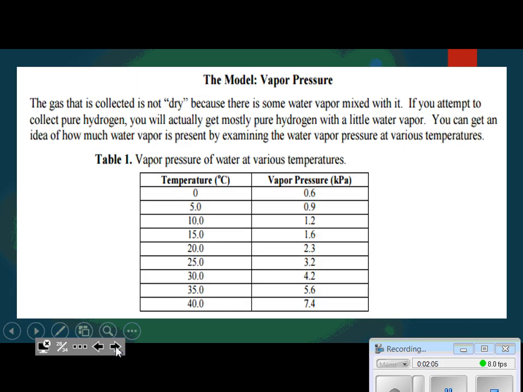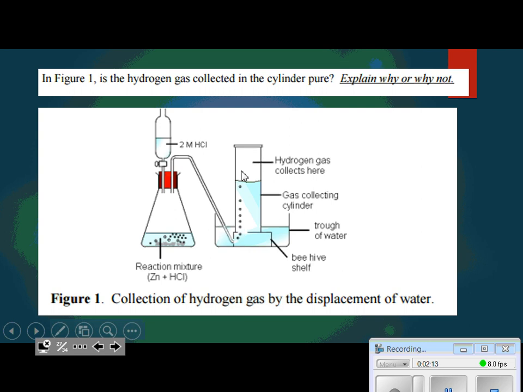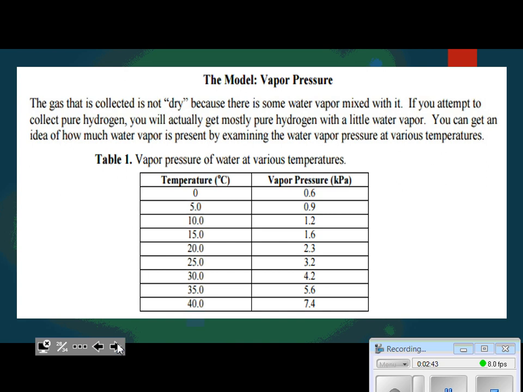So when you're doing that type of gas collection, the gas that you get at the top of the cylinder is primarily the gas that you're producing, but some of it will be water vapor that forms. So some of this water will have enough kinetic energy to escape the liquid phase and go to the gas phase and become a vapor. So even though most of the gas up here is the hydrogen gas that you made from the chemical reaction, some of it may be water vapor. So you have to account for that.